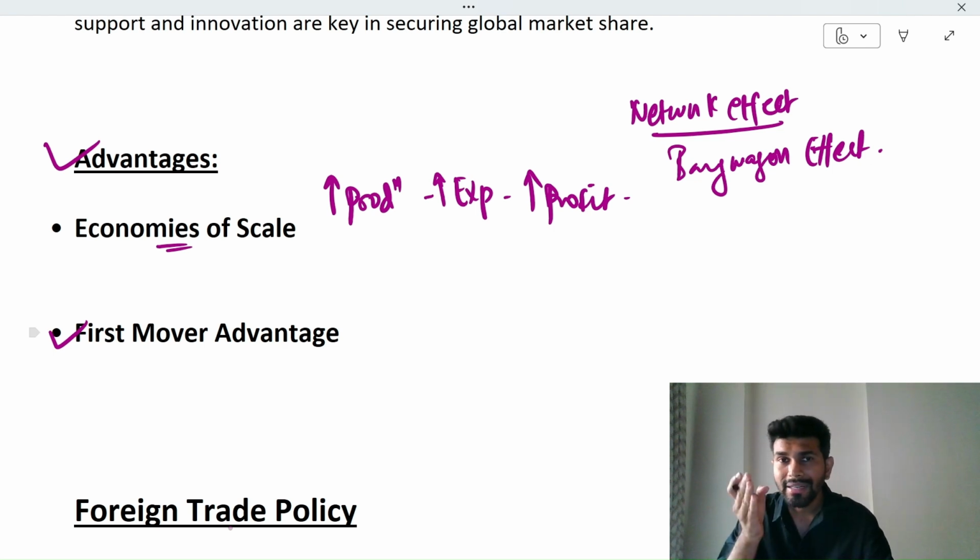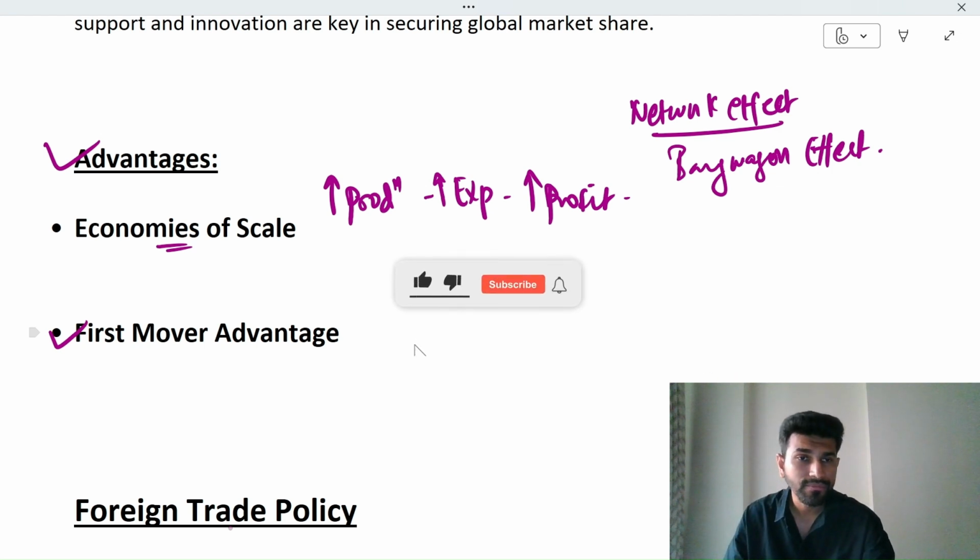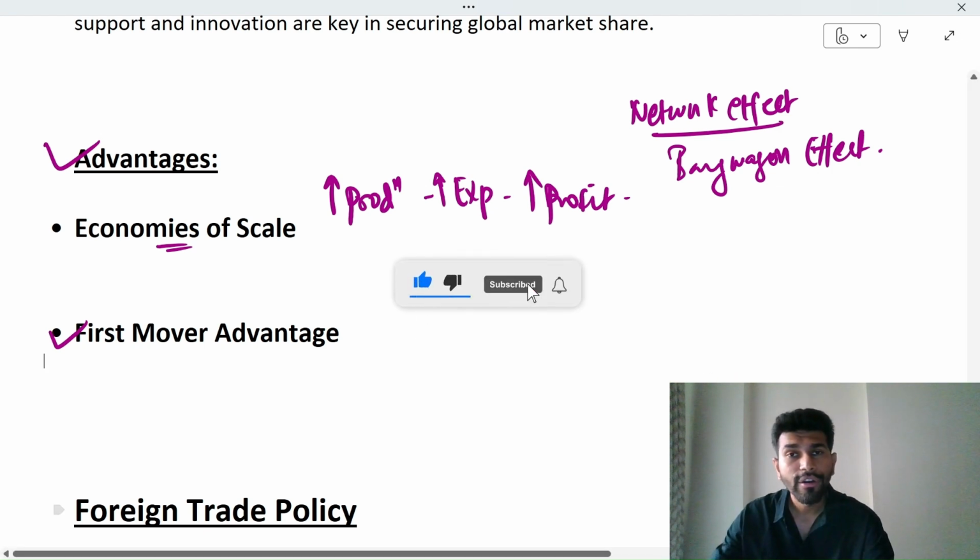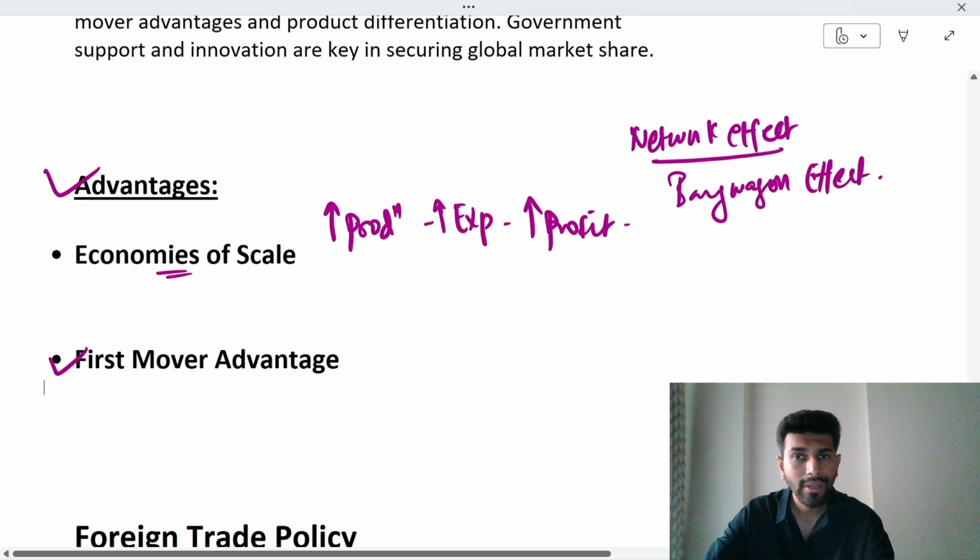And next is first mover advantage. First mover means taking a proactive step. A firm that establishes first mover advantage in production of a new product may later dominate the global trade in that product. So we have discussed five different international trade theories.